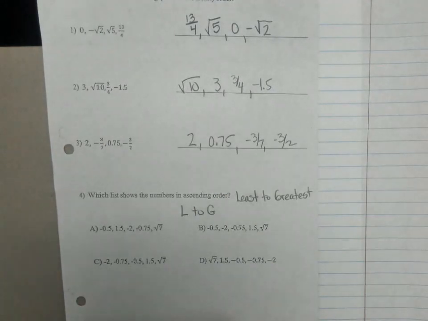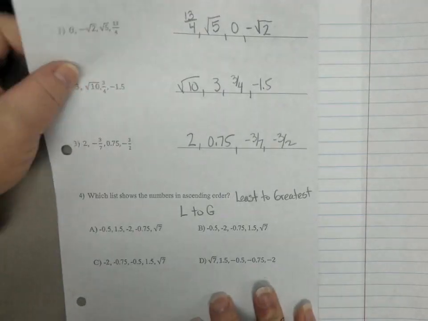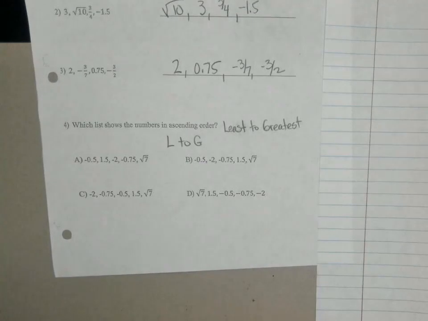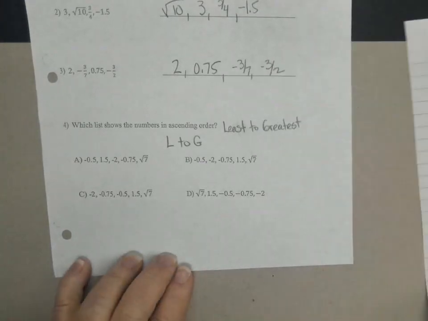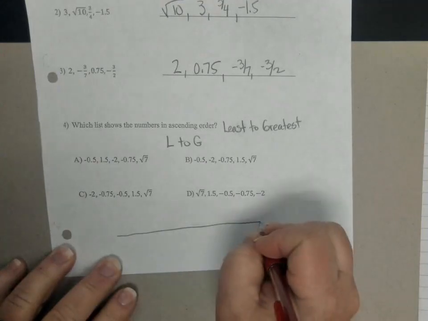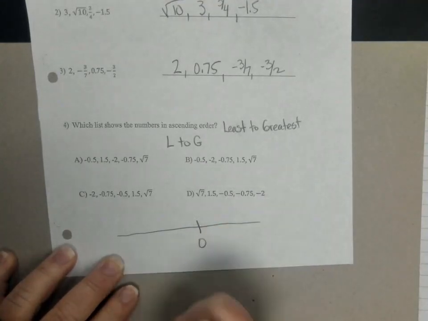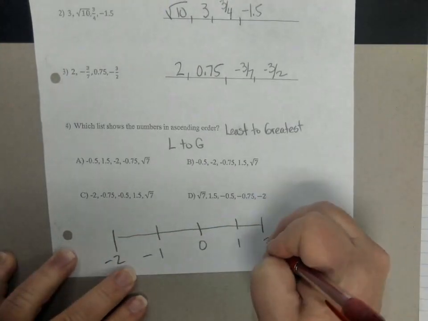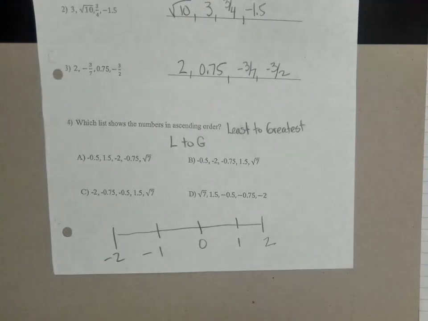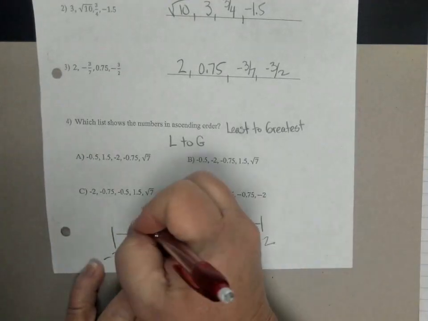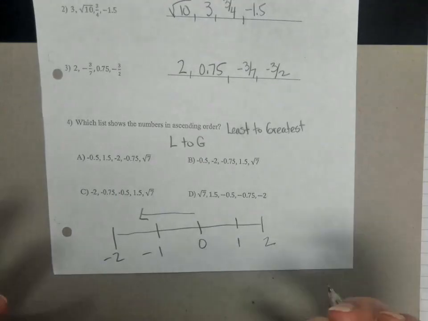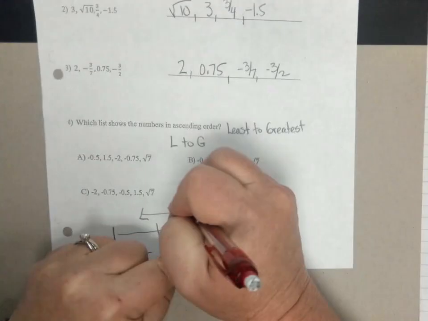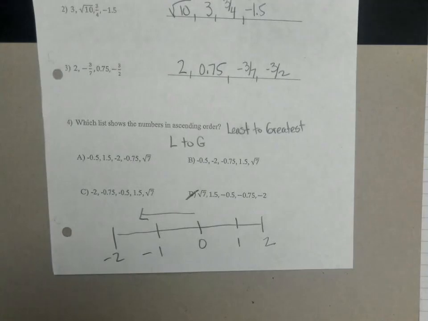Now, I look at my numbers. This is a strategy I would use if I were you. I look at my numbers and I say, okay, least to greatest. I have negatives and I have positives. So I am going to even come right down here and draw myself my number line. Here's 0. Here's -1, here's -2, here's 1, here's 2. It's probably enough to get us through this one, okay? So least is going to be this way, correct? I know that it has to start with a negative number, so I can wipe out D already, okay? So least means my first number has to be the smallest number.